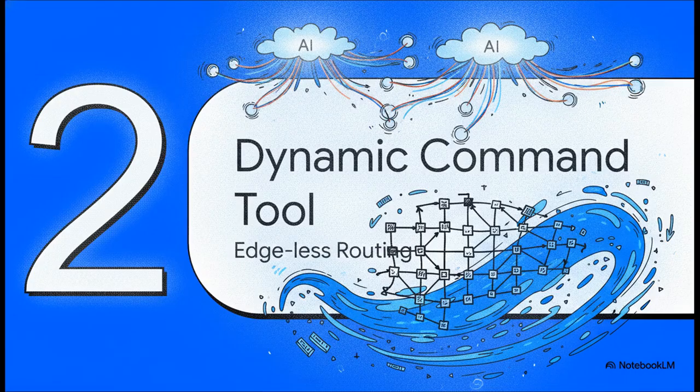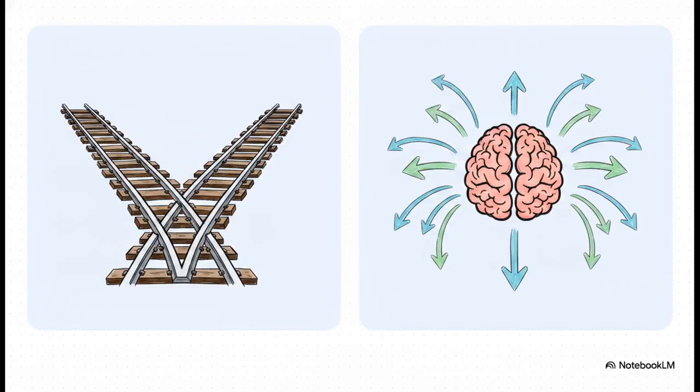Moving right along to our second topic, the dynamic command tool. Up until now, developers basically had to act like total micromanagers. Think of the old conditional edges like laying down rigid train tracks. You literally had to place every piece of steel yourself. A node runs, a routing function evaluates a condition, and pushes the workflow down a strict, predefined path.